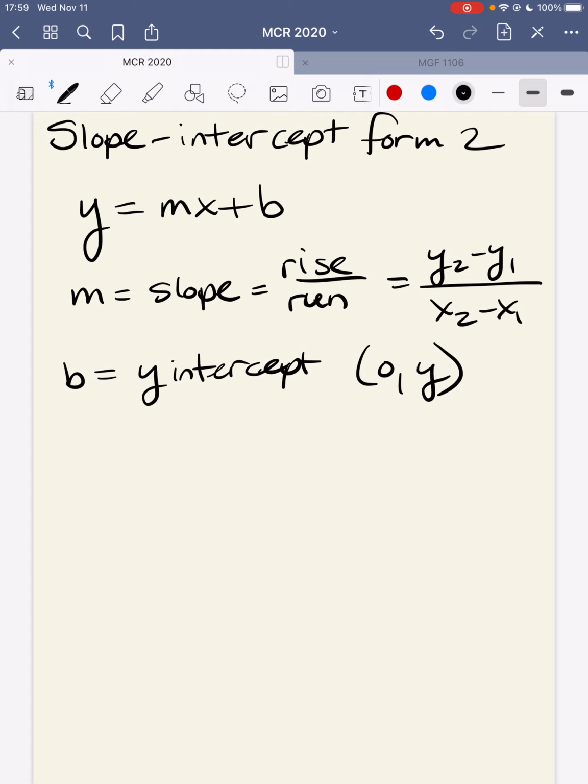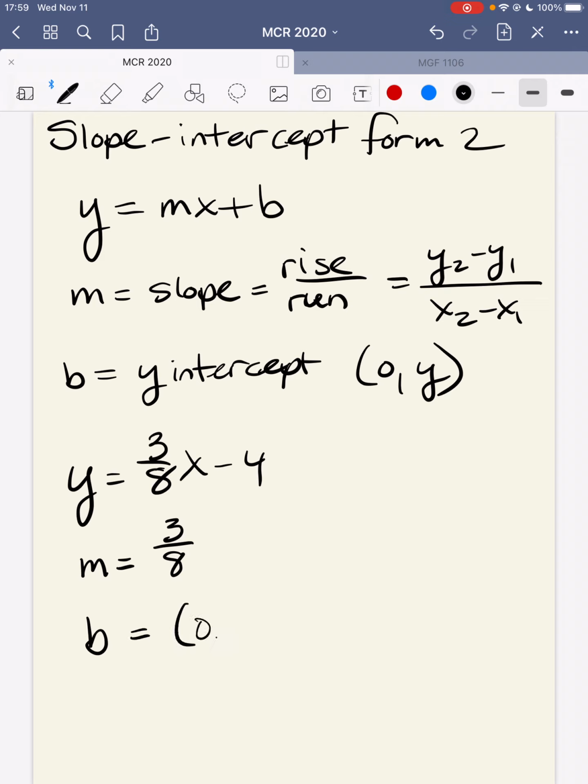Okay? So if I have an equation in the form of y is equal to 3/8 x minus 4, remember that my slope, my m, is already solved for me. My m is 3/8. All right, and my y-intercept, my b, is (0, -4), since the sign goes with it. So we're going to look at a couple more examples today to reinforce the idea of using slope-intercept form.